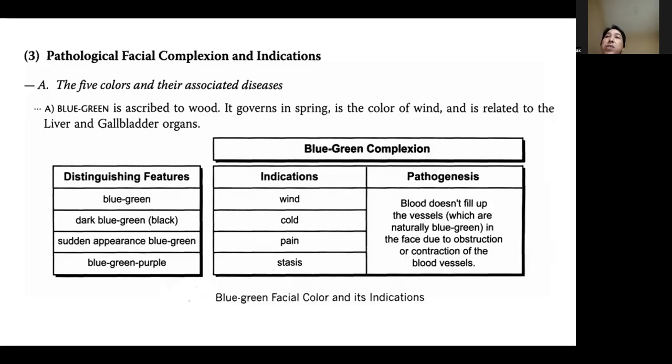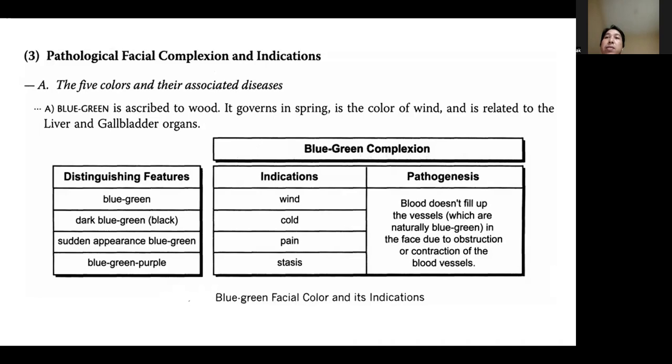Pathological facial complexion and indication. The five colors and their associated diseases. Letter A, the blue-green is ascribed to wood. It governs in spring, is the color of wind. It is related to the liver and gall bladder organs. The blue-green complexion, distinguishing features: in the blue-green, the indication is wind.